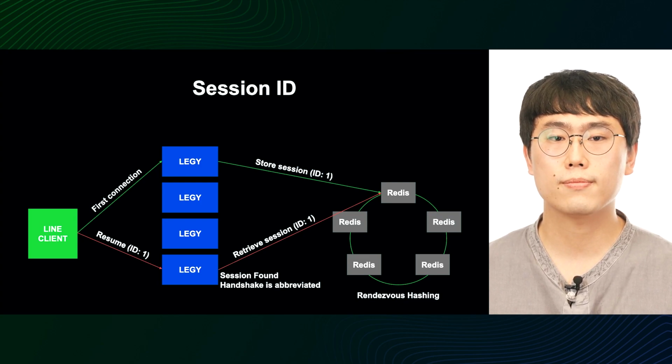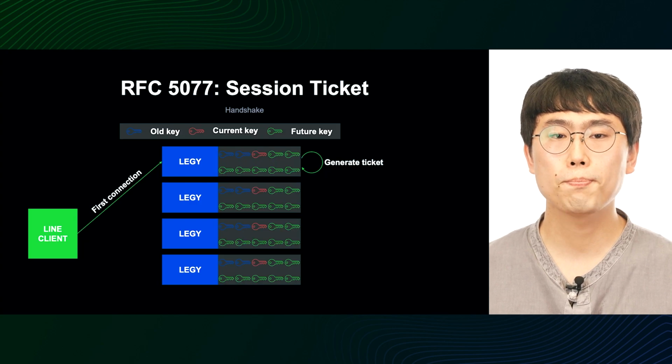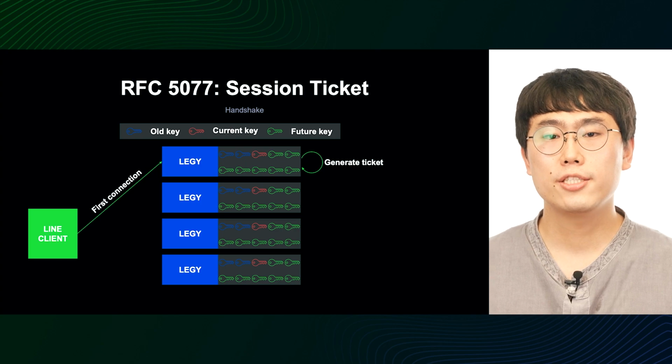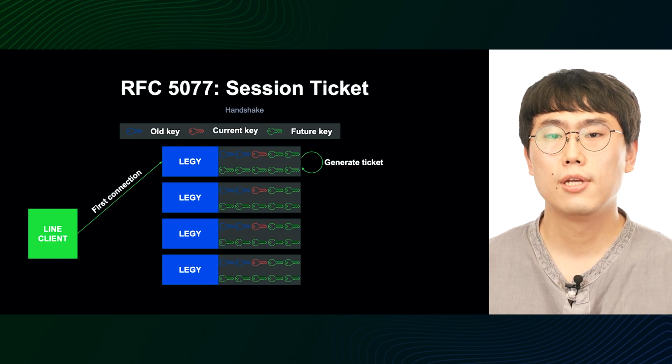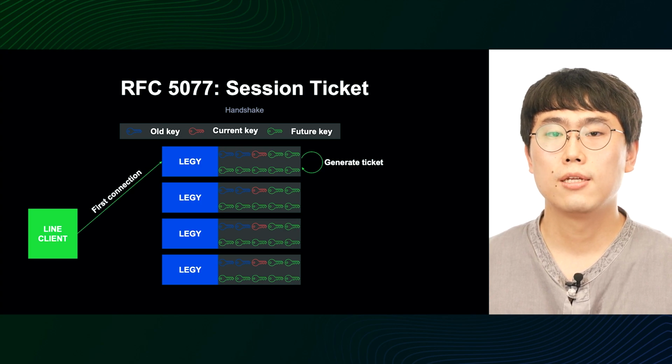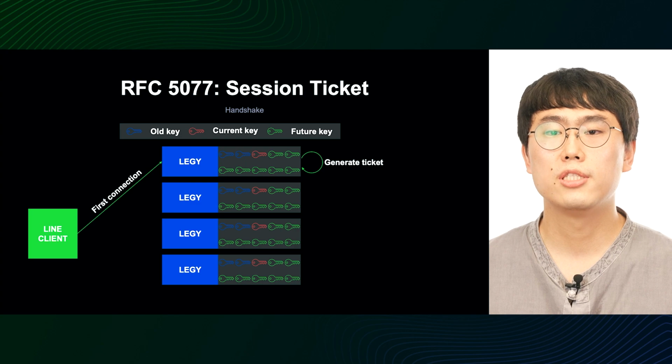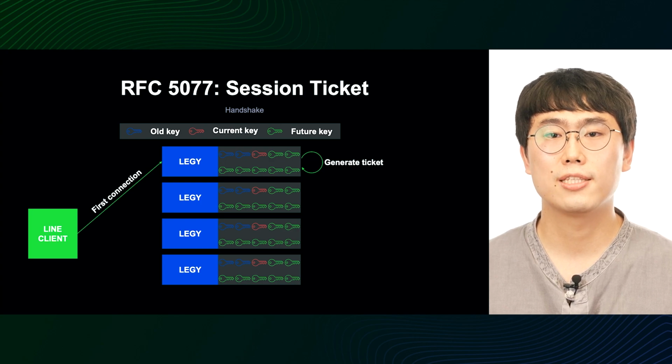in 1 RTT. As you can see, session ID is a stateful technique, so we should store all sessions, consuming our resources. To reduce our resource usage, we also used the other technique, session ticket. Unlike session ID, session ticket is a stateless session resumption. Instead of storing the session in the server, LEGY creates session data called a ticket and returns it to the client. A ticket contains the session information so that LEGY can obtain session information by extracting it from a ticket.